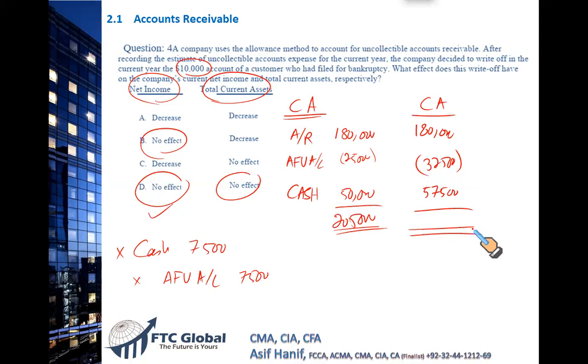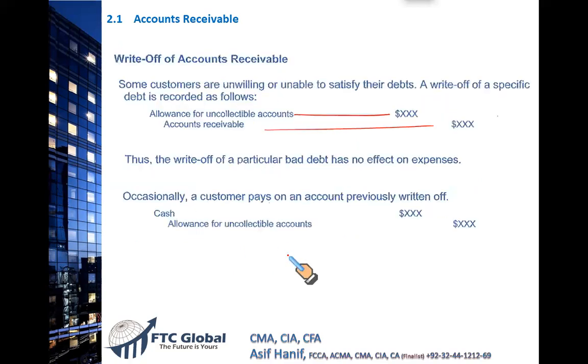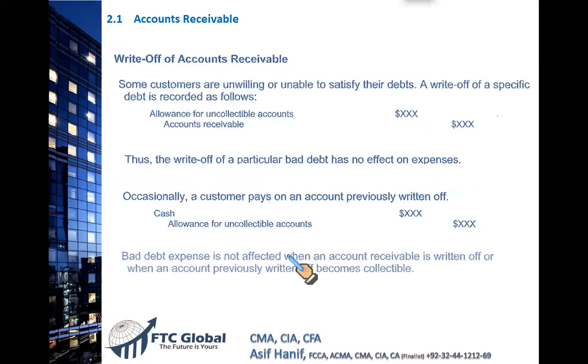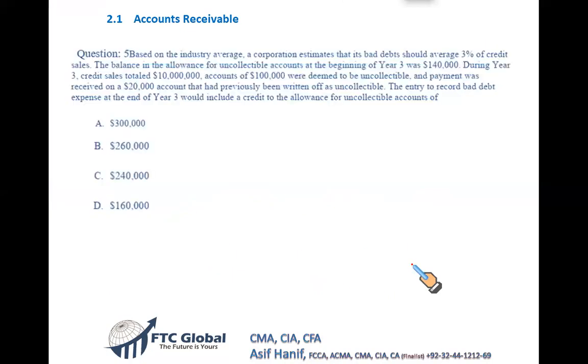Net impact is nil. See, the same number you get. So that is the point, gentlemen. When you write off a bad debt, your income statement is not affected, neither your total current assets. And when a bad debt which was previously written off is recovered, it doesn't affect your net income and current assets. And that's exactly what it says here: bad debt expense is not affected when an account is written off or when an account previously written off is collected. That is the idea, and that gives you the answer.